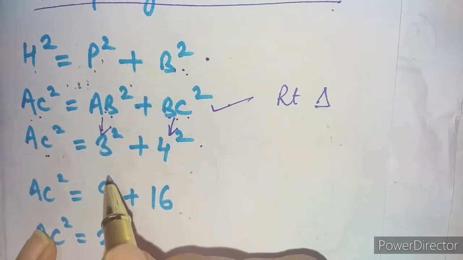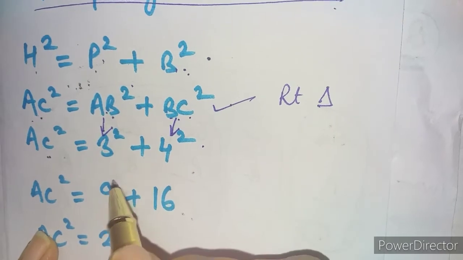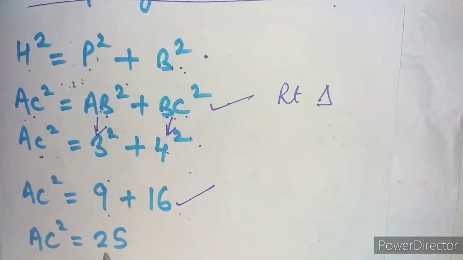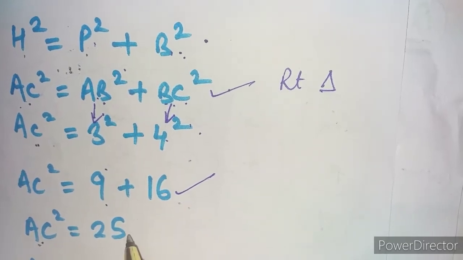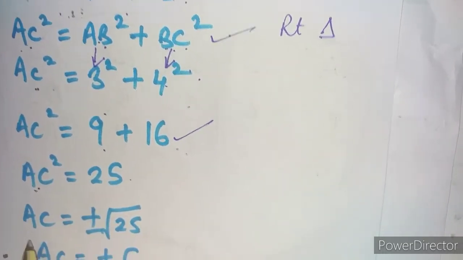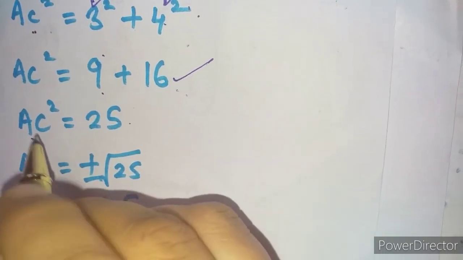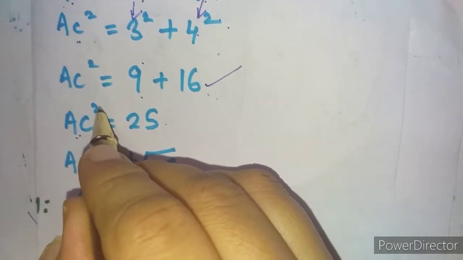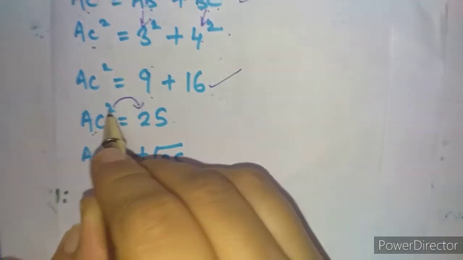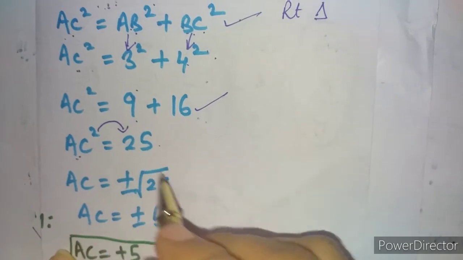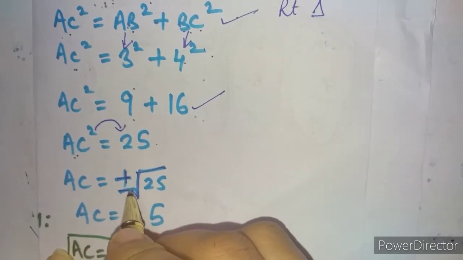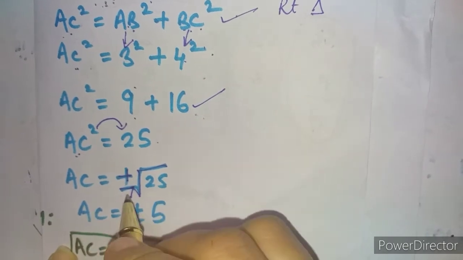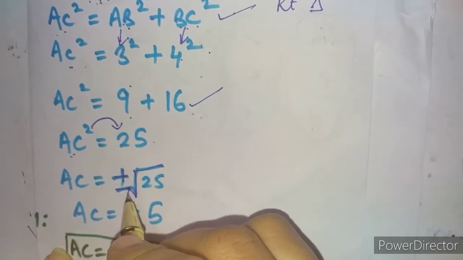Taking squares, 3 square is equal to 9, 4 square is 16. See how simple the calculation is: AC square is equal to 25. So AC is equal to, remember, whenever a square goes to the other side, it becomes the square root with a plus minus sign. Do you understand why this plus minus sign has come?